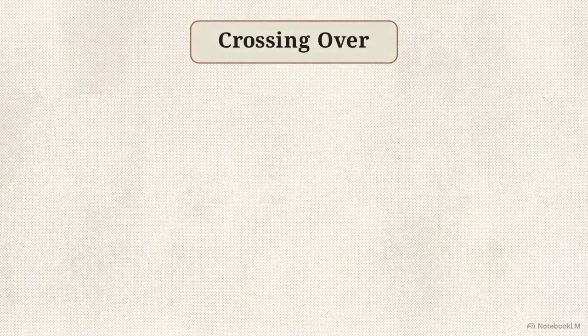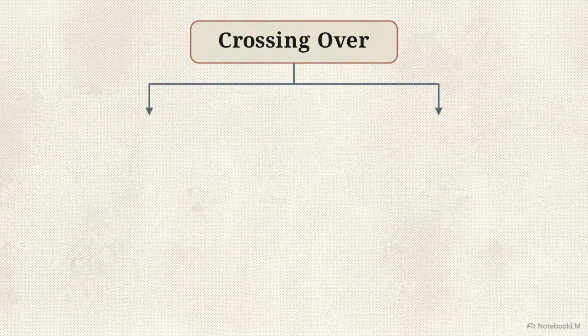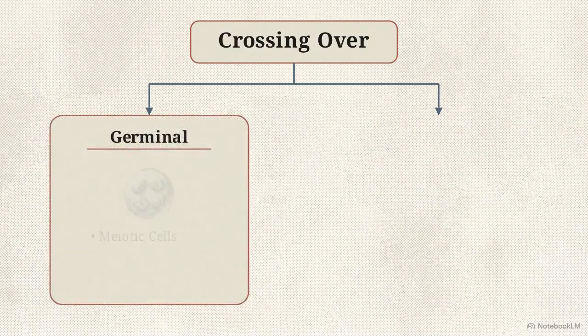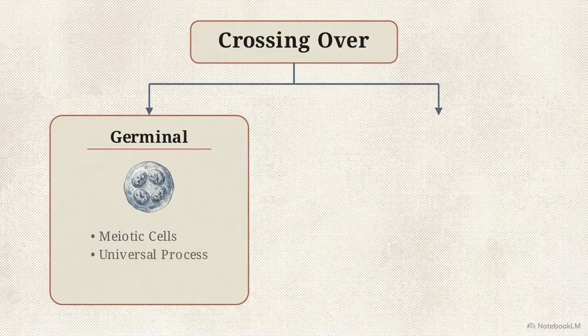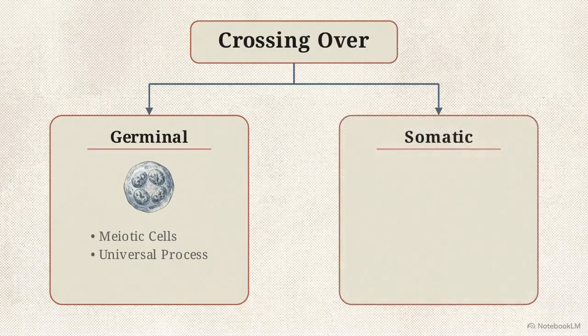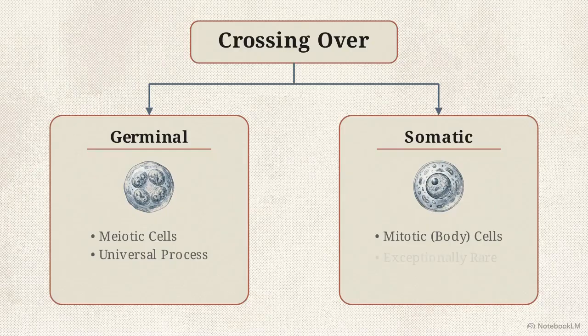We classify crossing over by its source. Germinal crossing over occurs in meiotic cells during gamete formation and is universal in sexually reproducing organisms. Somatic crossing over occurs during mitosis in somatic body cells. It is exceptionally rare and has no major evolutionary impact.